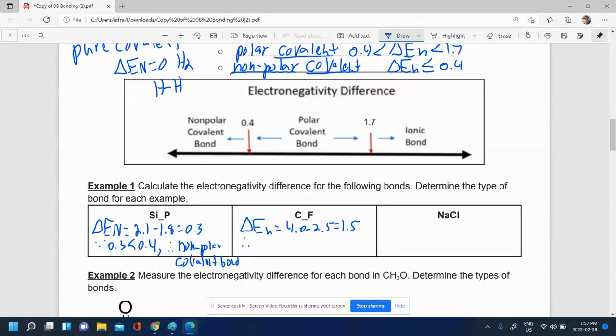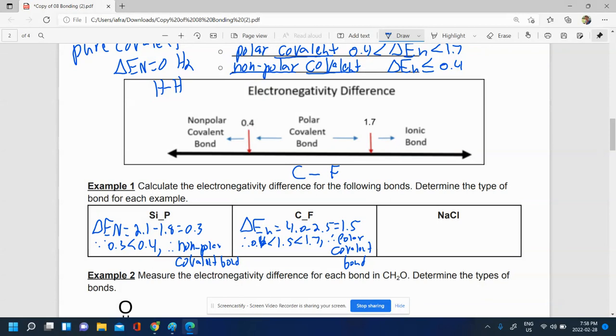So since this 1.5 is greater than 0.4 but less than 1.7, this is a polar covalent bond. Now, typically with bonds that are polar covalent, you can indicate where the electrons want to hang out more around using a bond dipole or a dipole vector. It's just an arrow that points in the direction of where the electrons want to spend more time. So for this, I would draw out CF.